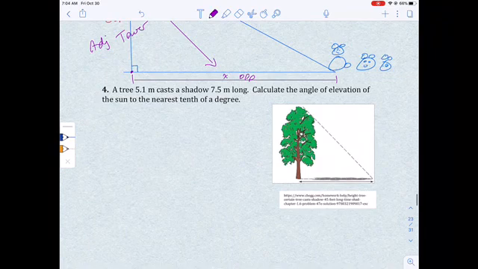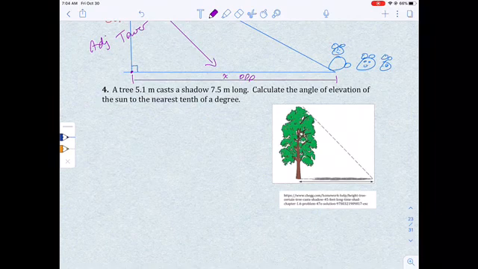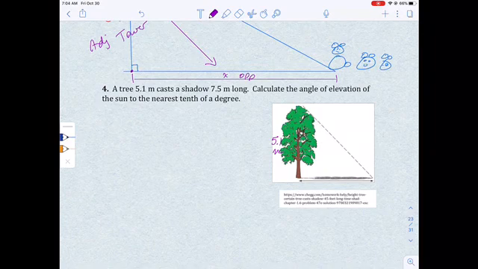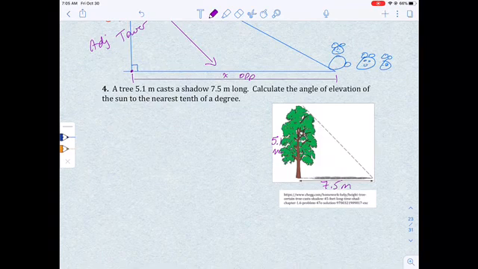And let's cruise on down to the next one. It says a tree casts a 5.1 meter shadow. I guess the height of the tree is 5.1 meters. And it casts a shadow 7.5 meters long. The shadow is, of course, on the ground. Sometimes students get confused and think that the shadow is the hypotenuse of the triangle, but the shadow is on the ground. So there's our 7.5 meters. Calculate the angle of elevation of the sun to the nearest tenth of a degree.